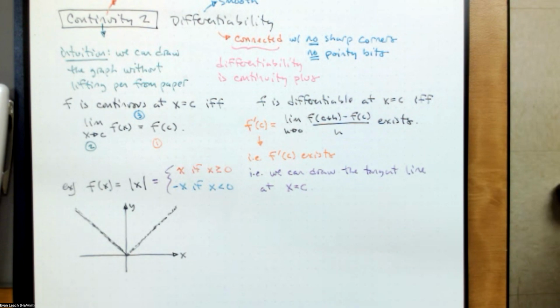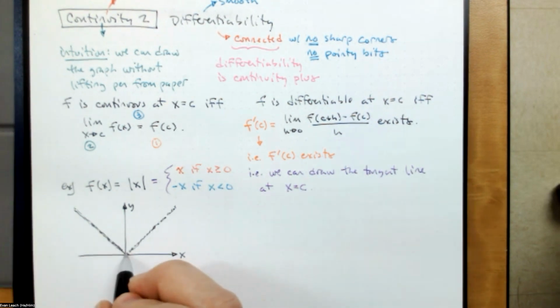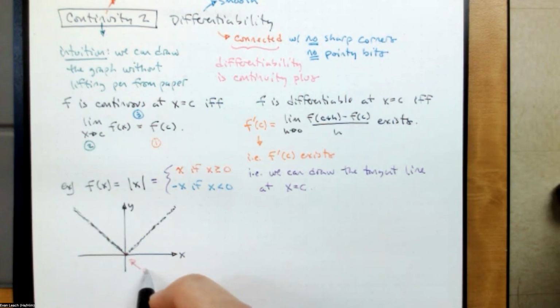The interesting thing about this graph relative to what we're talking about today is the fact that there is a pointy bit. There is a sharp corner at 0. That's what we were going for. That's what we wanted. Pointy bit.